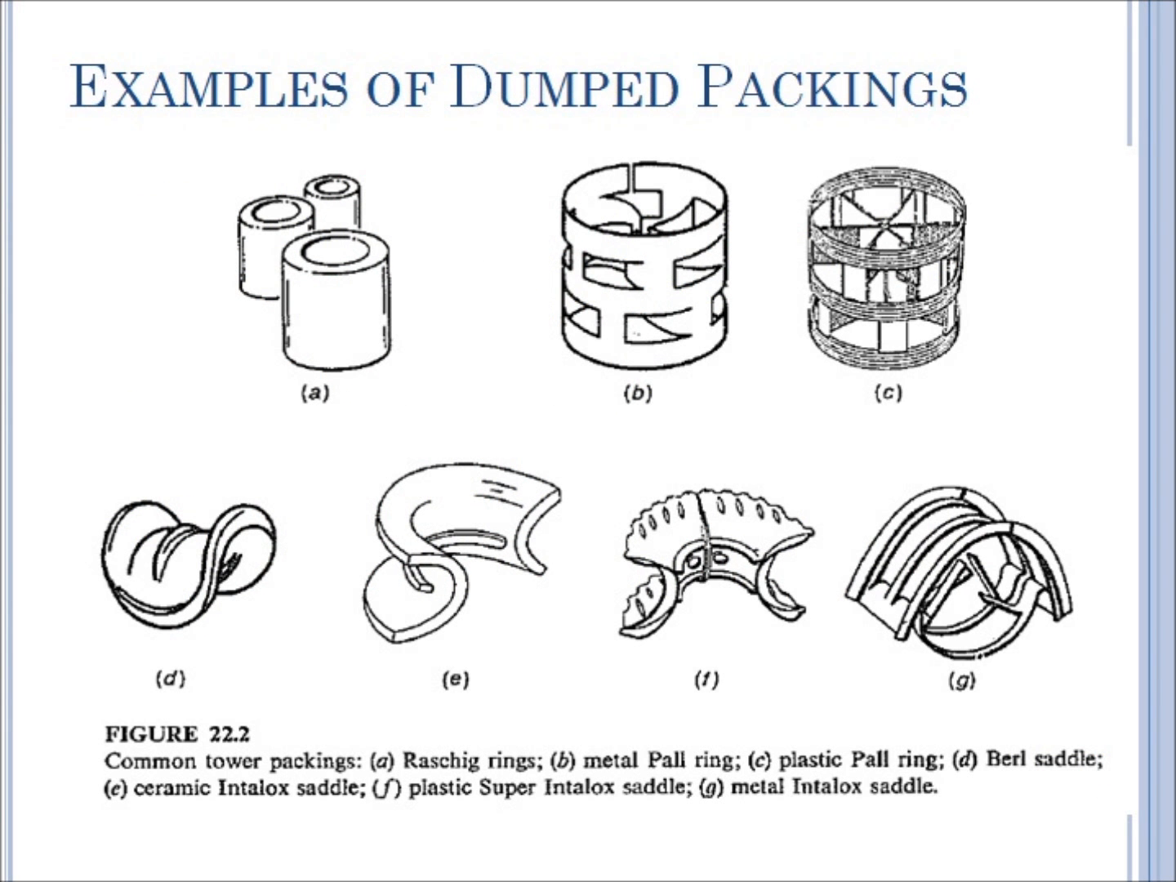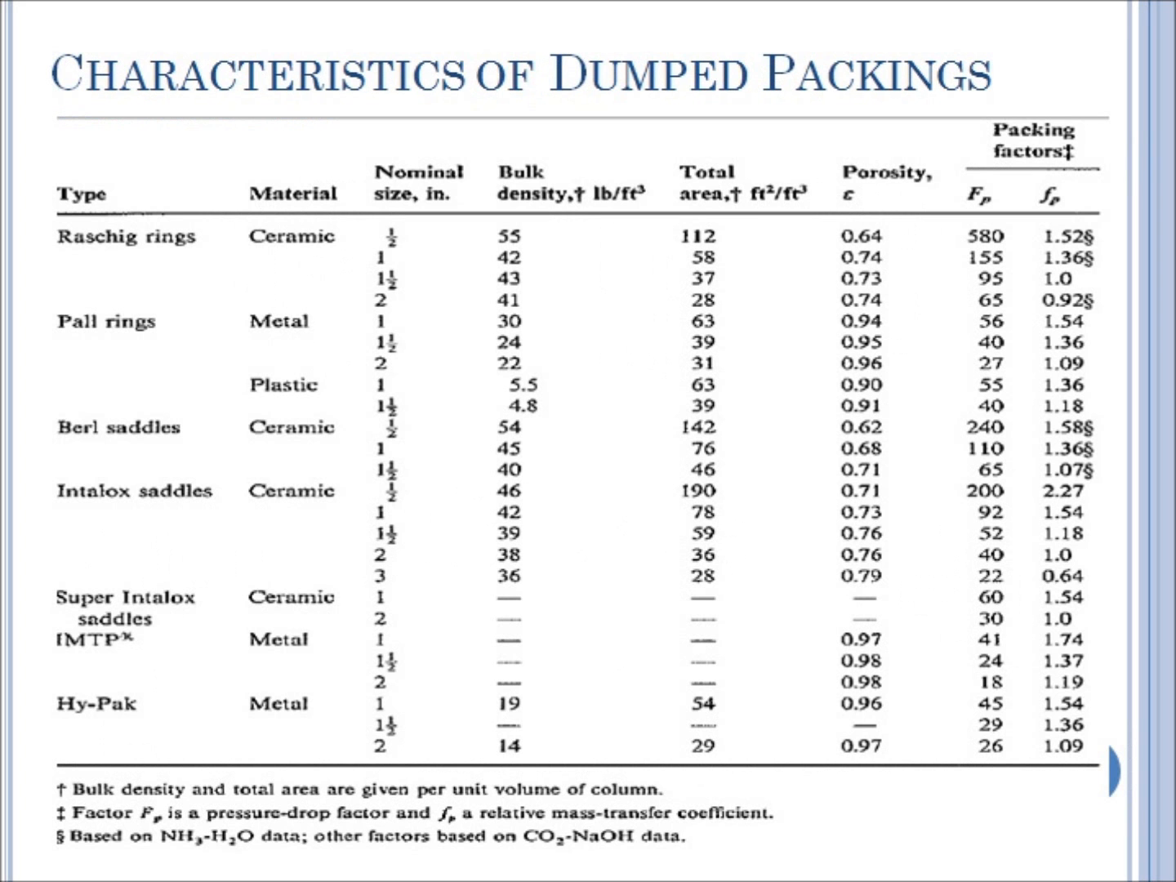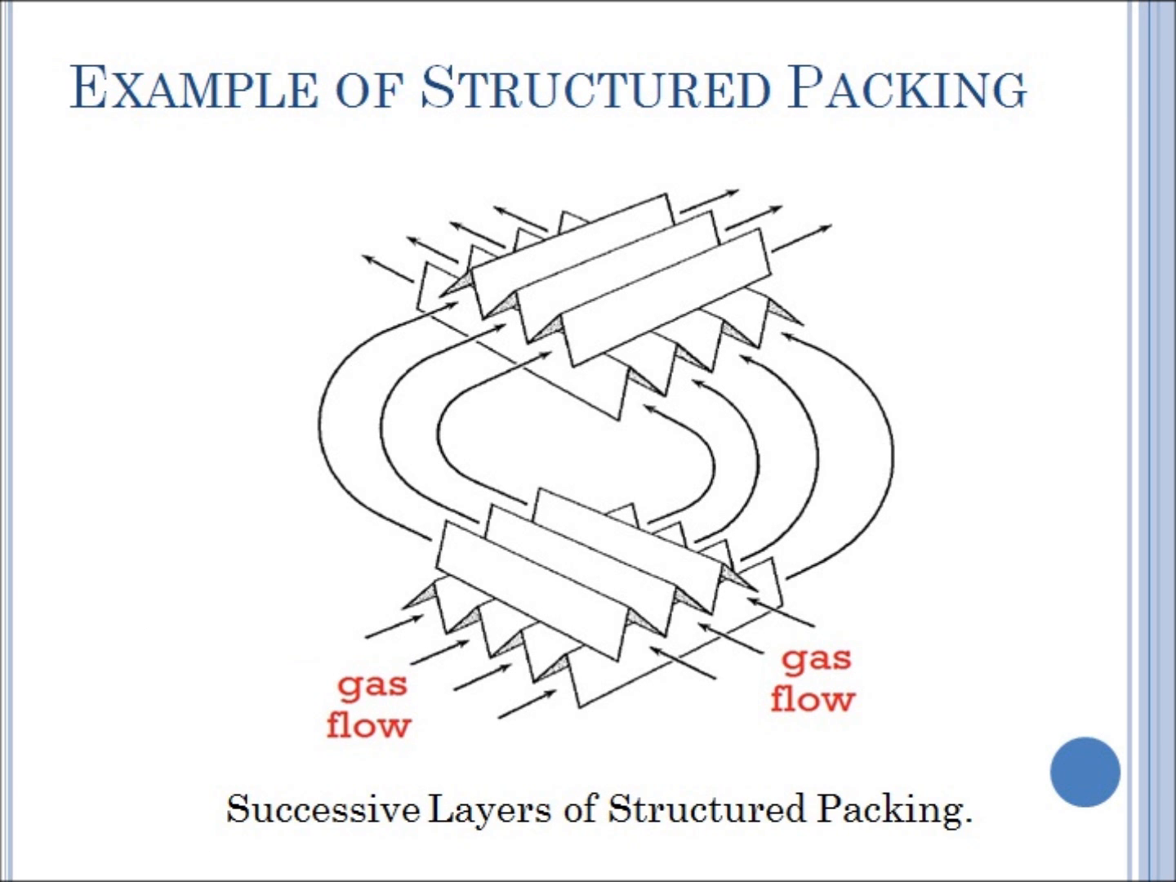This slide shows several examples of dump packings, which can be seen in McCabe and Smith, 5th edition. And the characteristics of dump packings of the previous slide can also be seen in McCabe and Smith, 5th edition. Example of structured packing. This figure demonstrates a schematic drawing of successive layers of structured packing. Arrows indicate vapor flow, while the liquid flow is in the opposite direction.